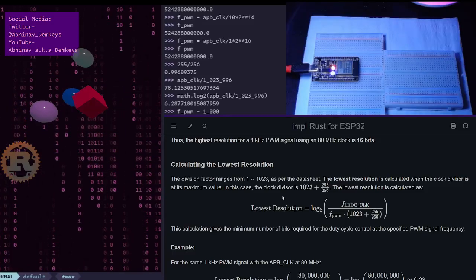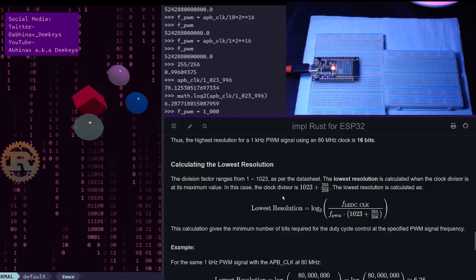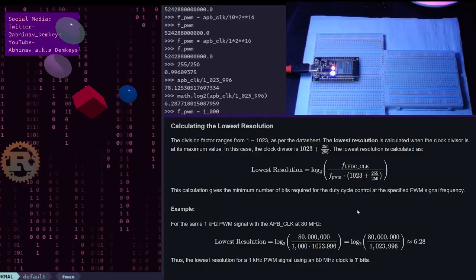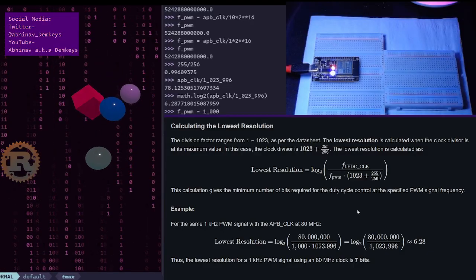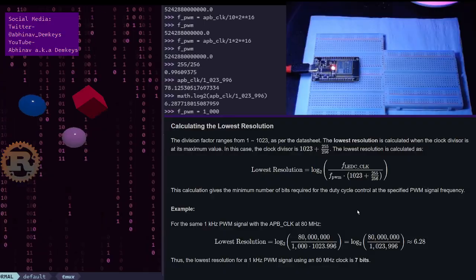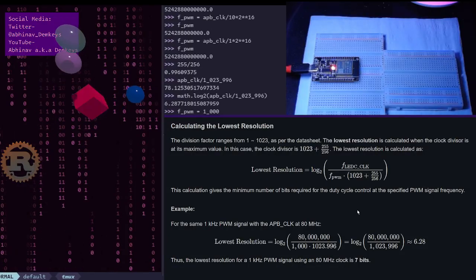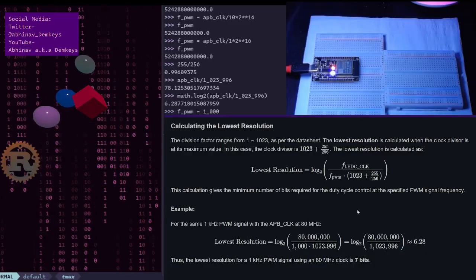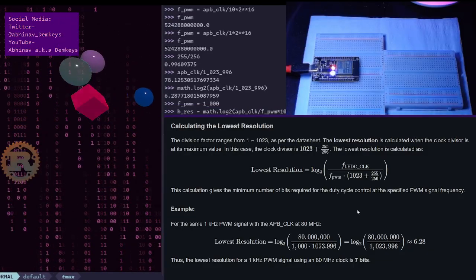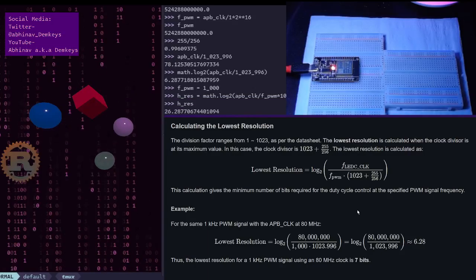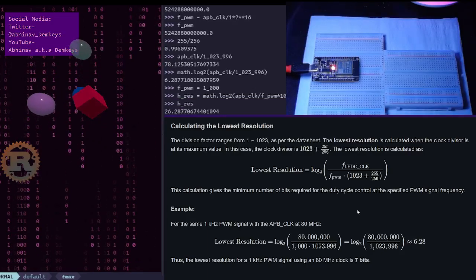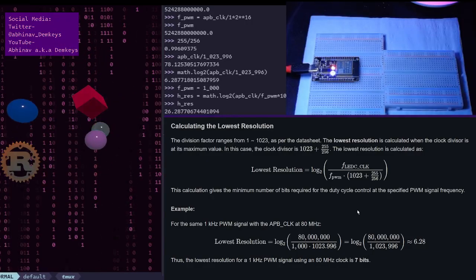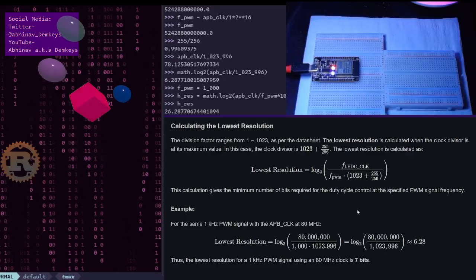Multiplied by, so we don't need to recalculate this whole thing. We can just do 1023 multiplied by 1023.996. Okay, HRes is 2026. That's our highest resolution. Now let's do LRes. I was just calculating LRes. Okay, fine, we just did LRes.